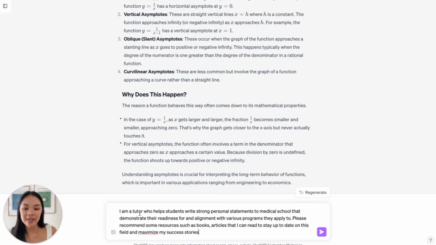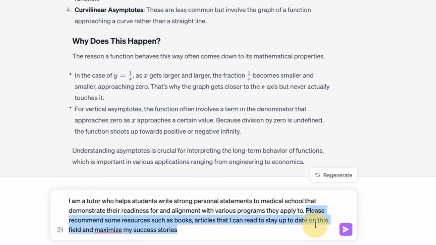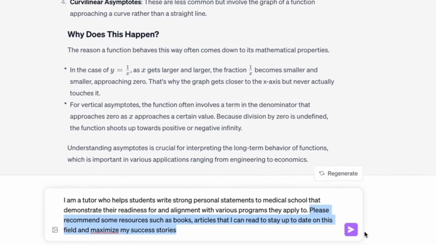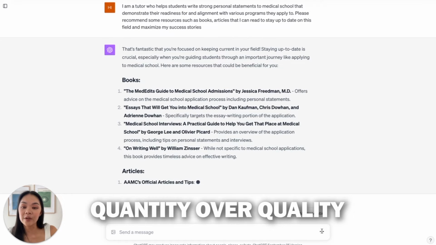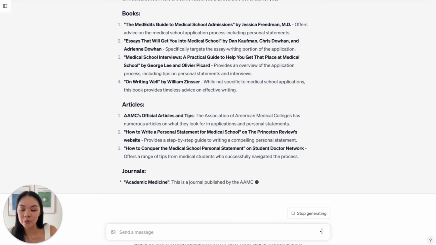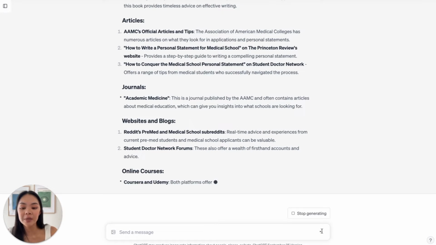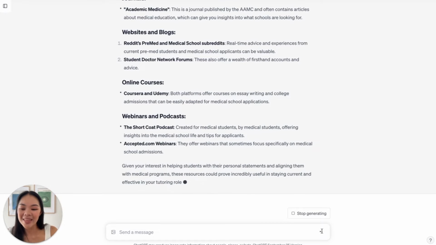So I've just written here that I'm a tutor who helps students write strong personal statements to medical school that demonstrate their readiness for and alignment with various programs they apply to. Please recommend some resources such as books, articles that I can stay up to date on this field and maximize my success stories. So ChatGPT will likely prioritize quantity over quality in its recommendations when churning out a long list of materials to explore. This is advantageous to you because this means you can skim through the recommendations rather than reading every single book that's out there.